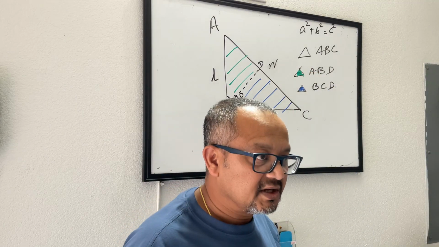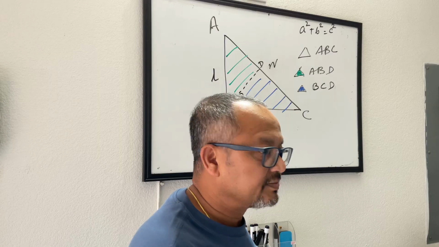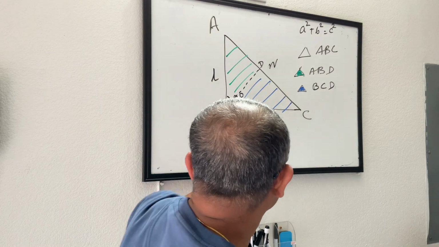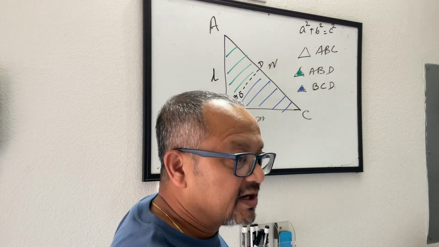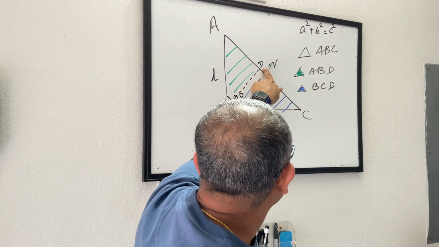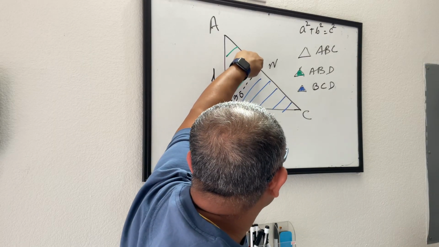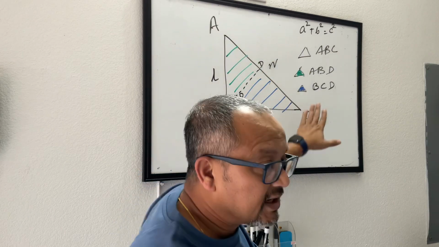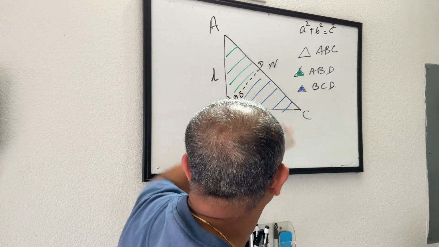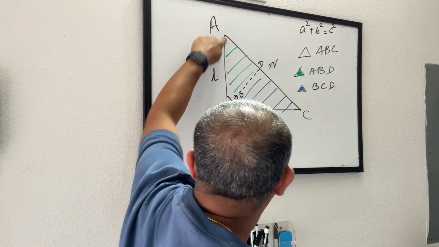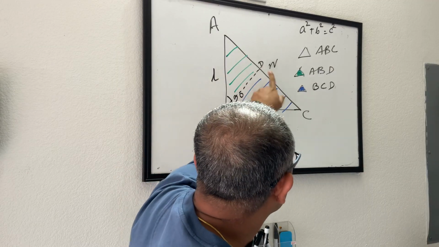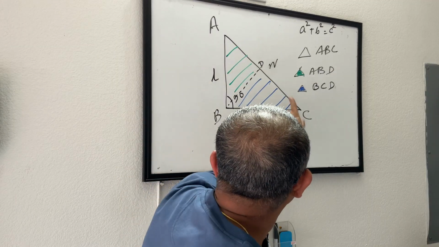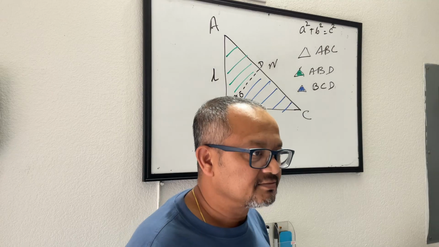Everybody is okay to relate to what I'm saying? So we have a triangle ABC. From this corner where I'm making 90 degrees, I've dropped a perpendicular onto the opposite side, and it meets the opposite side at point D. So the earlier triangle ABC is split into two baby triangles. One is the green one, which is ABD, and the other one is the blue one, which is BCD. So far okay?